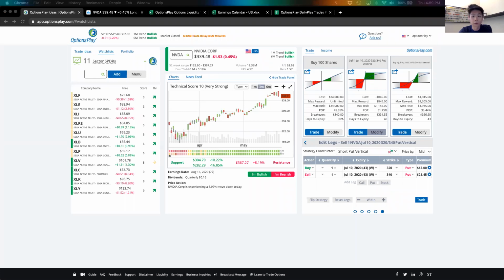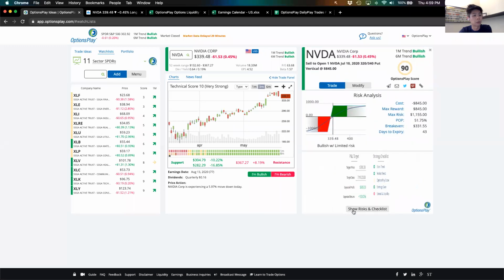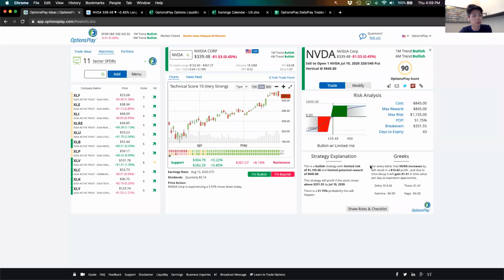Mohammed is asking a question, where to find Delta? So you can find Delta on any of our platforms by clicking on the blue button here on any strategy, and you can click on Explain Strategy and Greeks. We actually calculate for you the net delta also on a spread as well. So if you're thinking about a spread, you can calculate delta here.